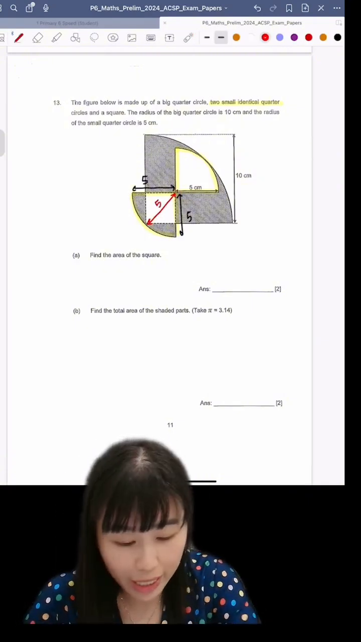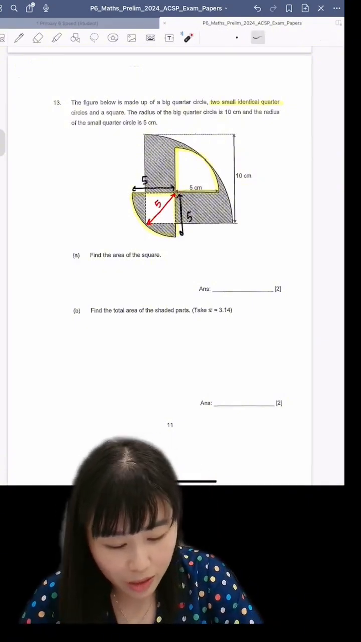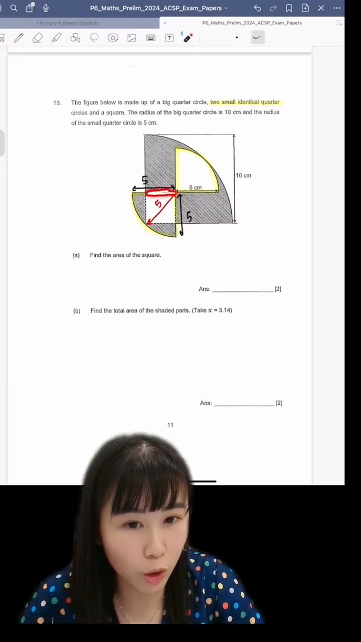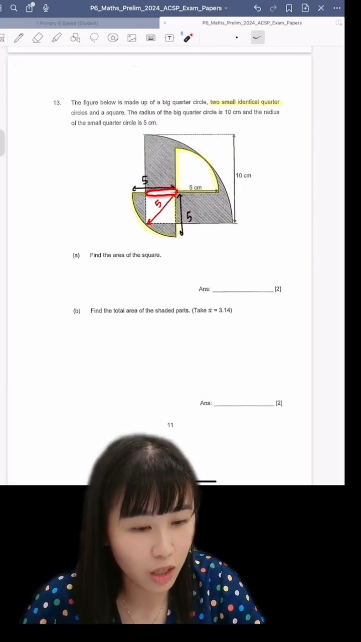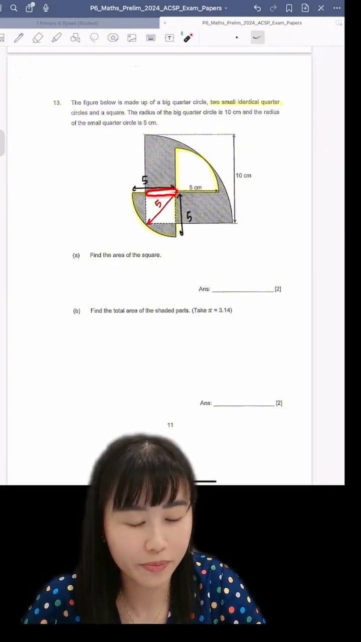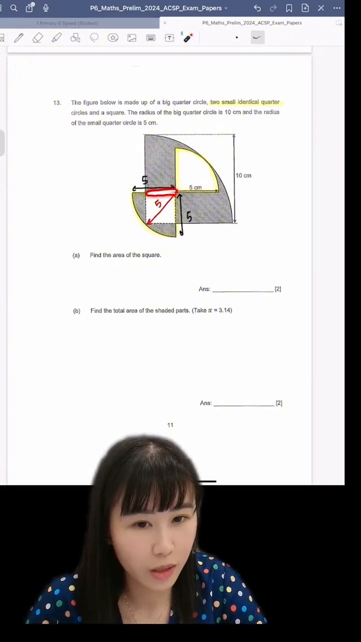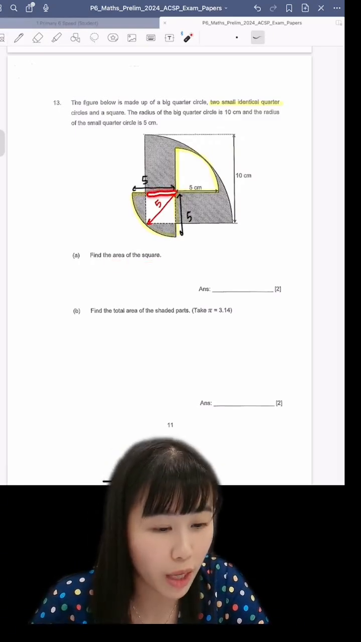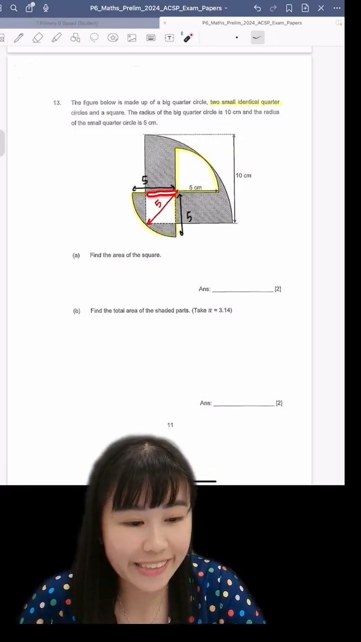Okay, guys, can I ask you something? What about this one? Would you know what value this is or not? Because if you know this, then you can find the area of the square, length times length, right? But do you know this? Are you able to tell? Don't know. Okay?